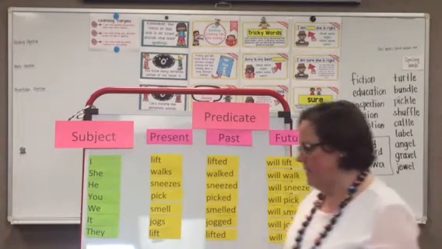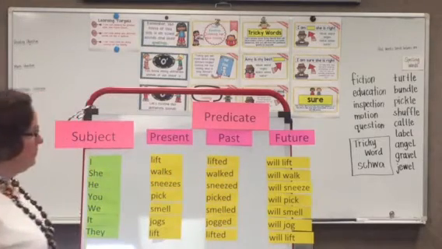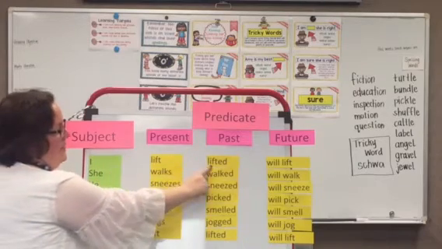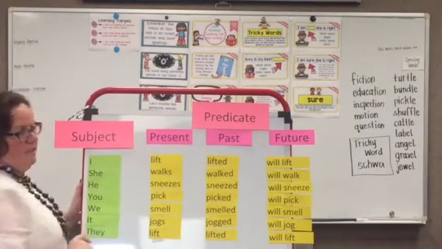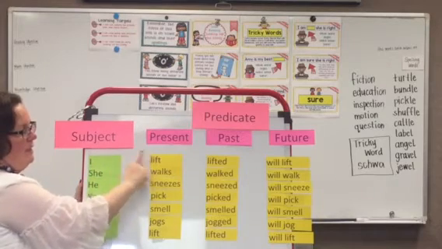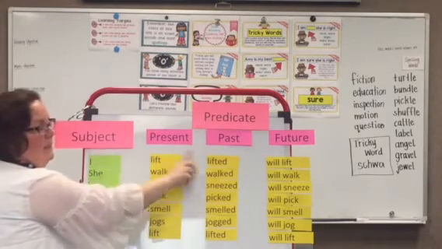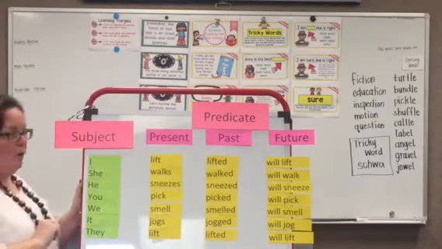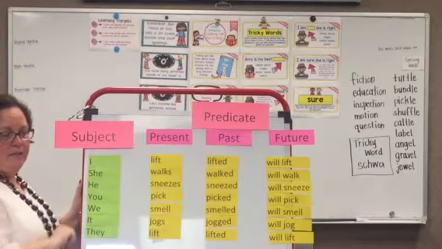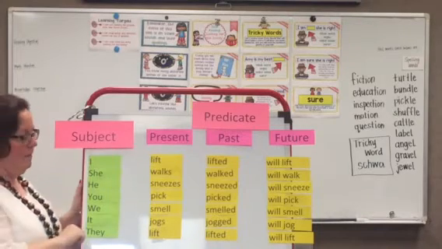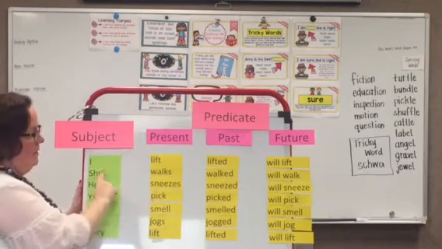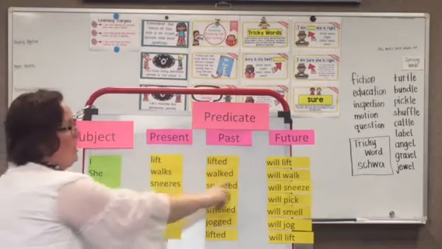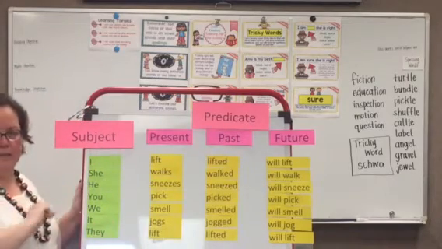Okay? So I'm going to move to this side so we can see it a little better. And it's I lift, I lifted, or I will lift. So it's I lift in the present, I lifted in the past, or I will lift in the future. I'm going to do it. Then we have she walks. She walked in the past. She already did it. Or she will walk. She's going to do it.